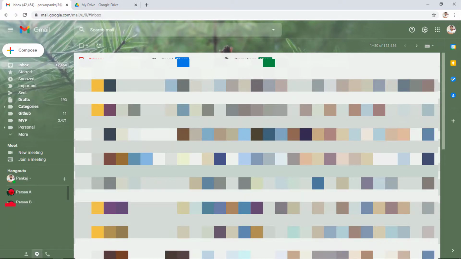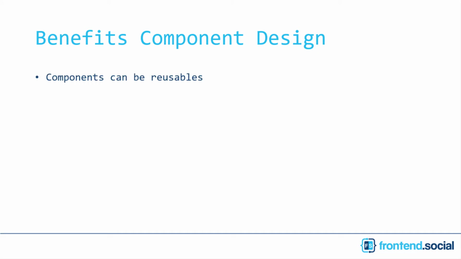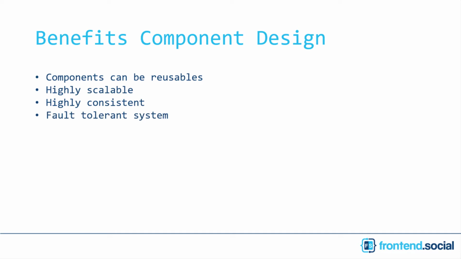Let's switch back to the slides. Like we have seen, components can be reusable. In Google Drive and Gmail, the navigation bar is reused. That leads to a highly scalable system and a highly consistent system. Suppose you want to make a change in a component, once that change is made, it will be applied throughout the application wherever the navbar is used. And as we have seen with the fault tolerant system, where the Hangout chat component failed to load, it won't affect the rest of the Gmail application. So that is how powerful component design is.